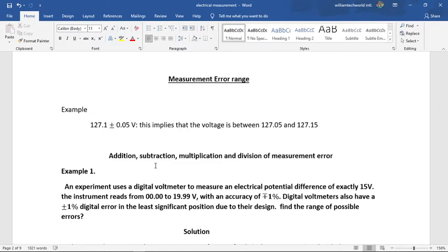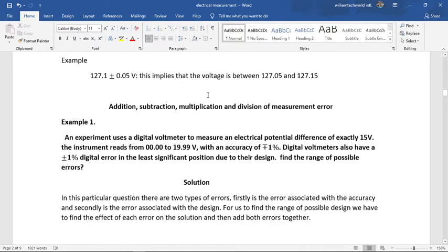Like for example, when you see 127.1 plus or minus 0.05 volts, it means that the error range is trying to tell us the range of the error. This implies that the voltage is between 127.05 and 127.15. So that's the range. For us to have an accurate value, we don't know the exact value. So we are trying to say, okay, there may be a plus 0.05 or a minus 0.05. So within that range, that's where the actual voltage lies. Sometimes we do take that into consideration.